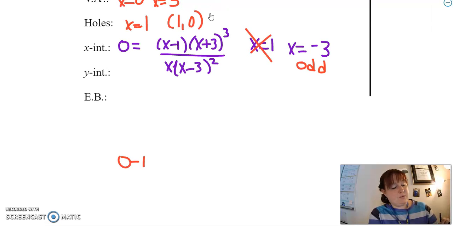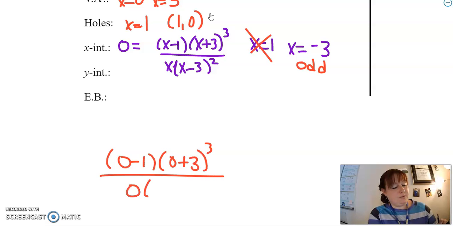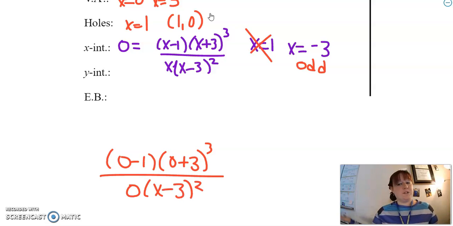I have 0 minus 1, 0 plus 3 cubed over 0 times x minus 3 squared. All right. What's the problem here? You're like, oh man, can't one just be straightforward? No. Nope, sure can't. What's the problem? 0 can't be in the denominator, right? And if 0 is in the denominator, then we have an asymptote.